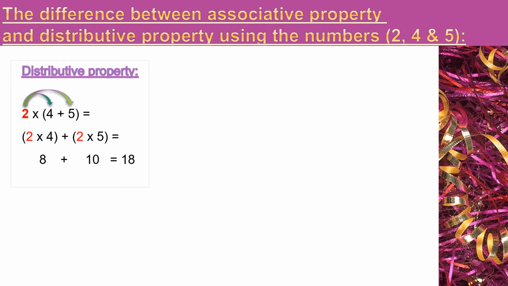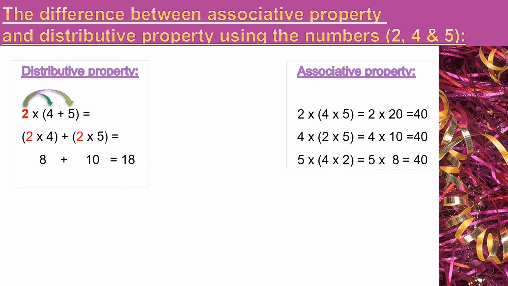And we said, what do I do when I have brackets? I must solve what is between brackets first. So I should multiply 2 times 4 first, equals 8, plus 2 times 5 equals 10. Then I will add 8 plus 10 equals 18. This is distributive property. Let's move to associative property.